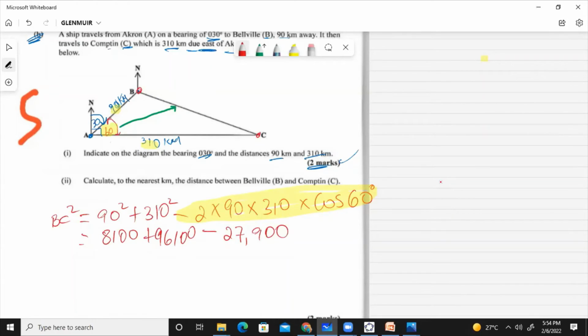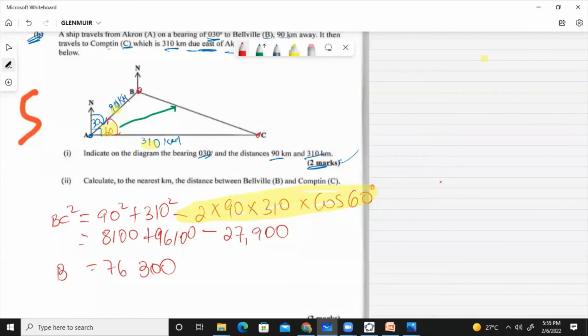I need a verifier now before we start breaking this down. Yes, sir. 27. Thank you very much. 8,100 plus 96,100. And we're taking 27,900 from that. We're left with 76,300.